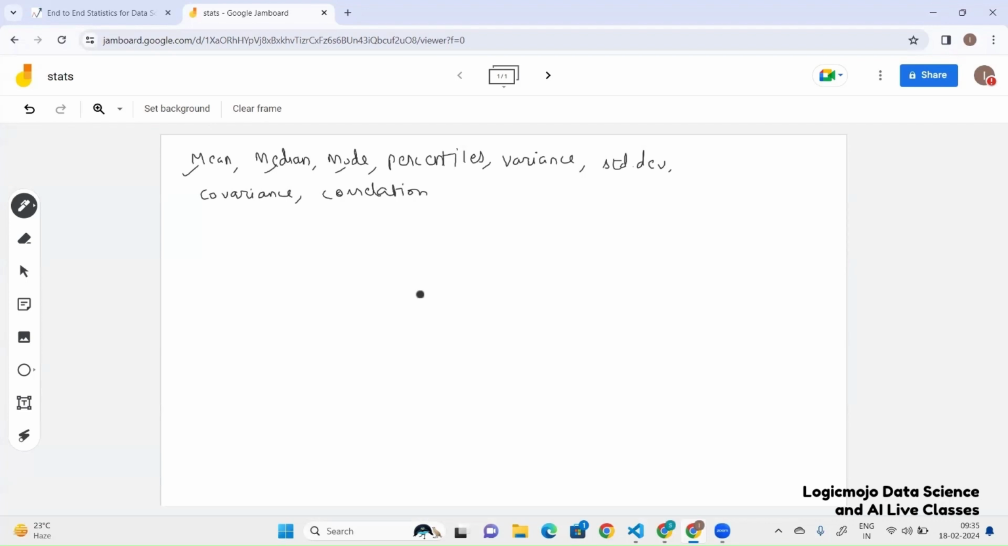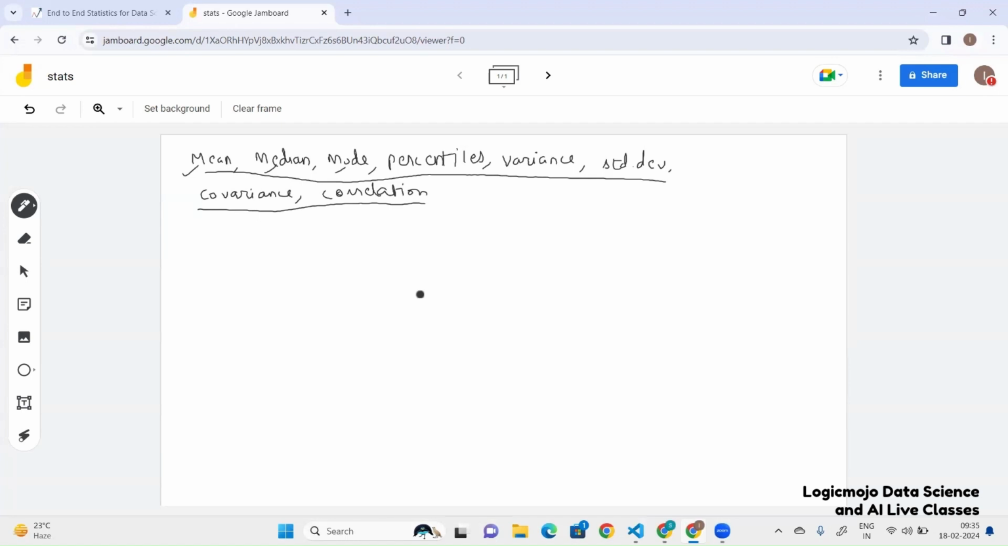Mean is just the average value. Let's take a series and calculate everything. These first values are for a single variable, like a single column. But these two we calculate for two columns, x and y. It's covariance and correlation.